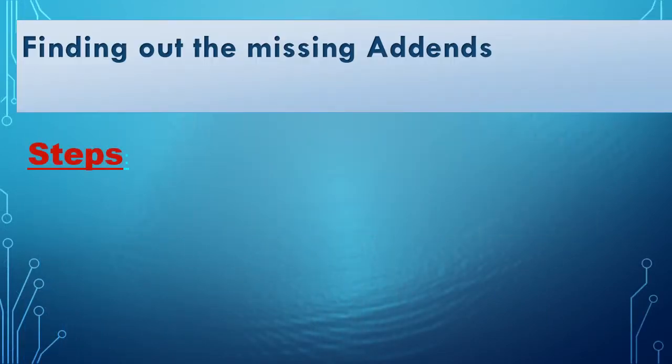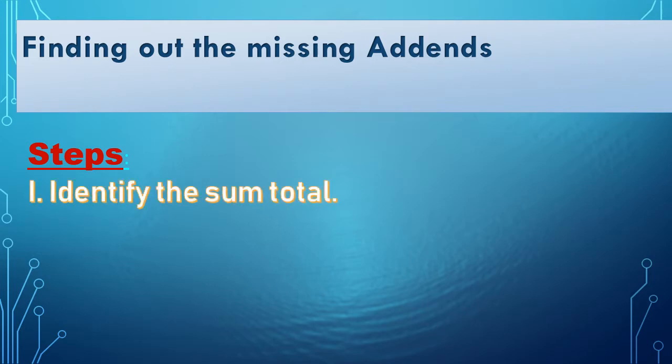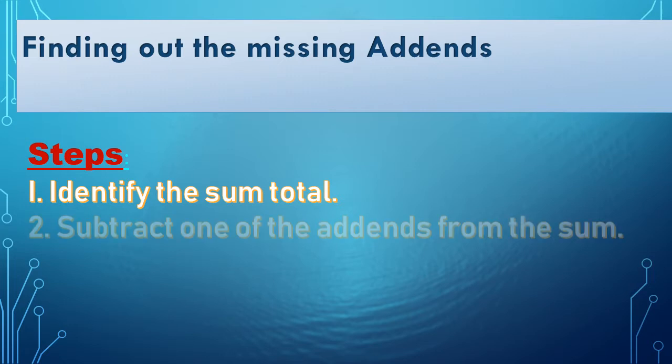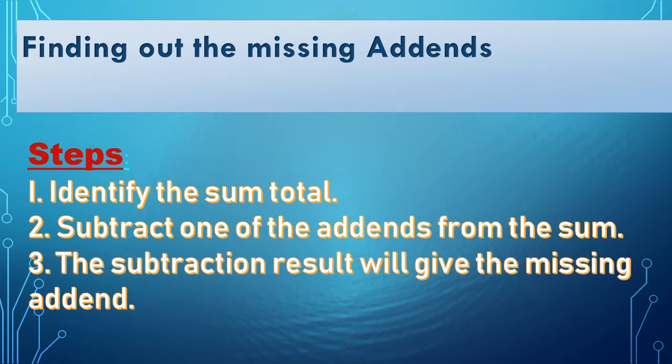When such a question is given to you, we have to follow steps. First step, from the given question, find the sum or the total. Identify what the sum or total is. Next step, subtract one of the addends from the sum, and whatever result you get is your missing addend. You can learn this with more examples.